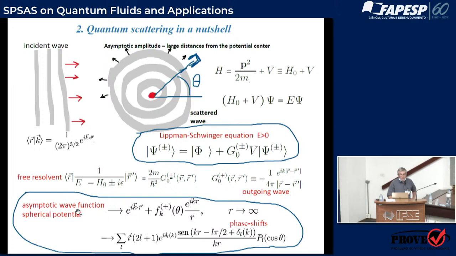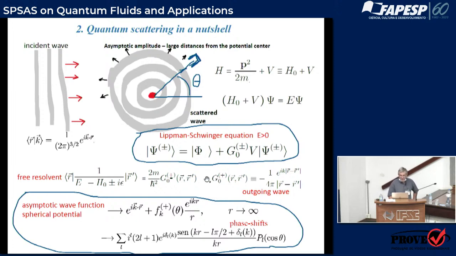When we go to the very large distance, the total wave function will have the plane wave, the initial one, plus what I was mentioning, the spherical wave. In two dimensions, the spherical wave is just the cylindrical wave. We could do this problem in two dimensions. And then the scattering amplitude carries the information on the phase of this asymptotic wave.